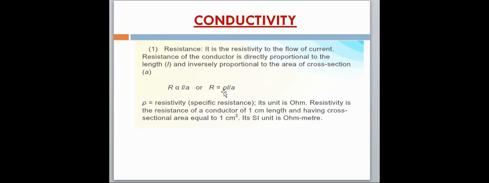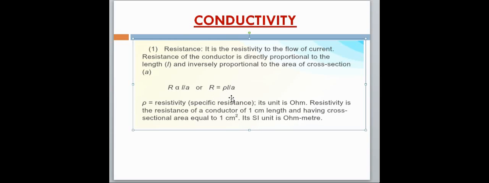Here rho, this constant of proportionality, is called resistivity. The unit of resistance in the SI system is ohm, and the unit of resistivity rho is ohm meter. So these two concepts are different: resistivity is this symbol rho, and resistance is capital R.